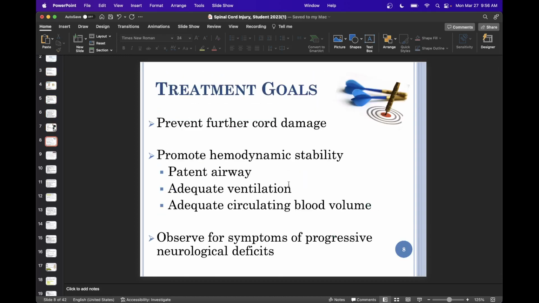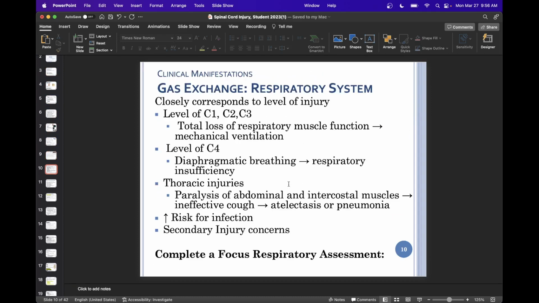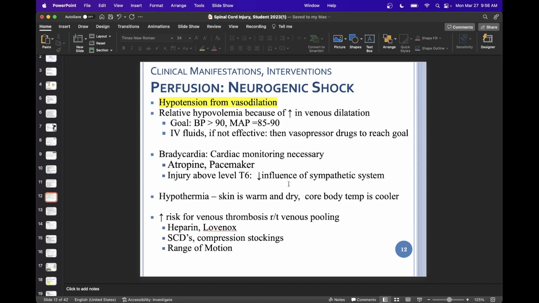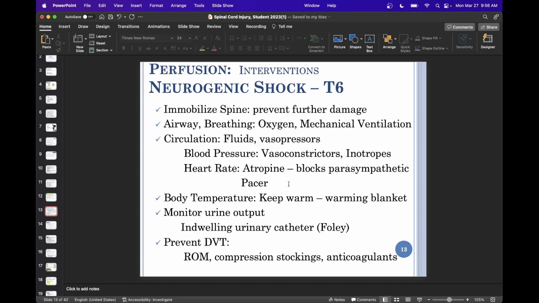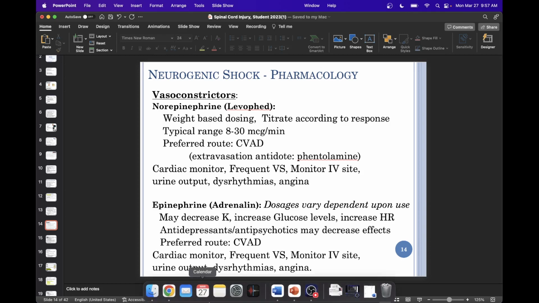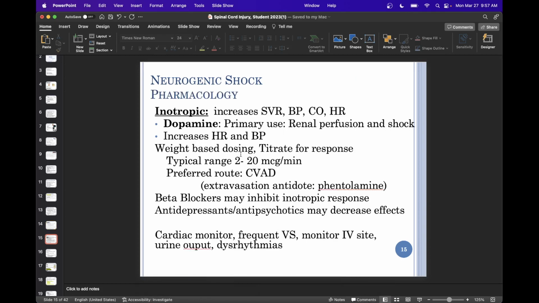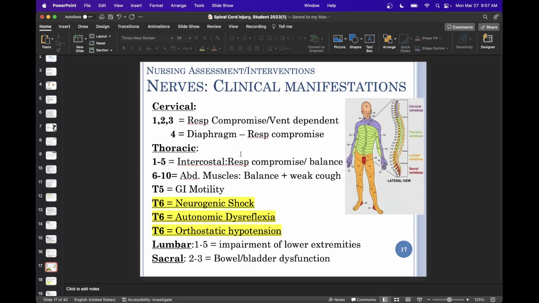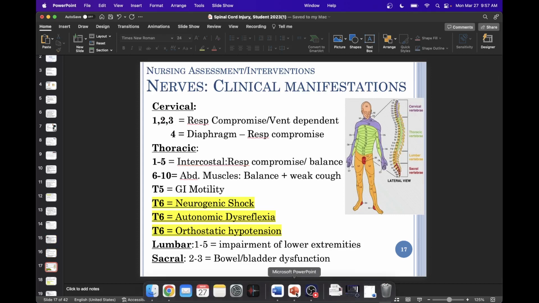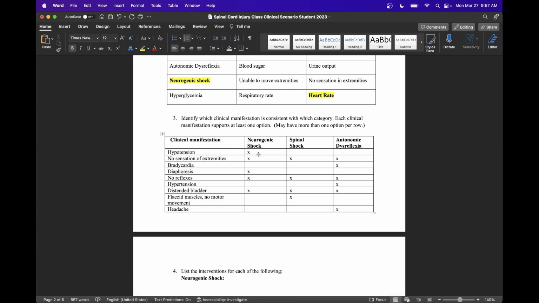Okay, number 3. Identify which clinical manifestation is consistent with which category. I know you guys love these. And for extra fun, I added that it may be more than one option. Because I'm here to tell you that you will mix up neurogenic shock, spinal shock, and autonomic dysreflexia. They are 3 very, very different things. So the goal at the end of the class is that you understand those 3 different complications, really.